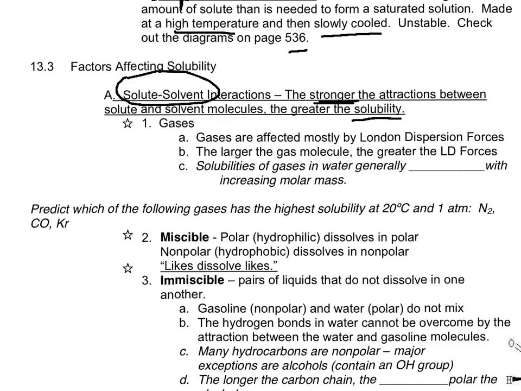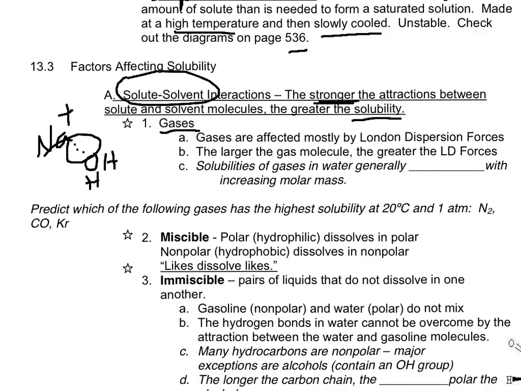So if you have a great attraction for those Na ions to water, or a great attraction for those Cl ions to water, then you're going to have high solubility. If these attractive forces here aren't very strong, then it's probably not going to dissolve very much.